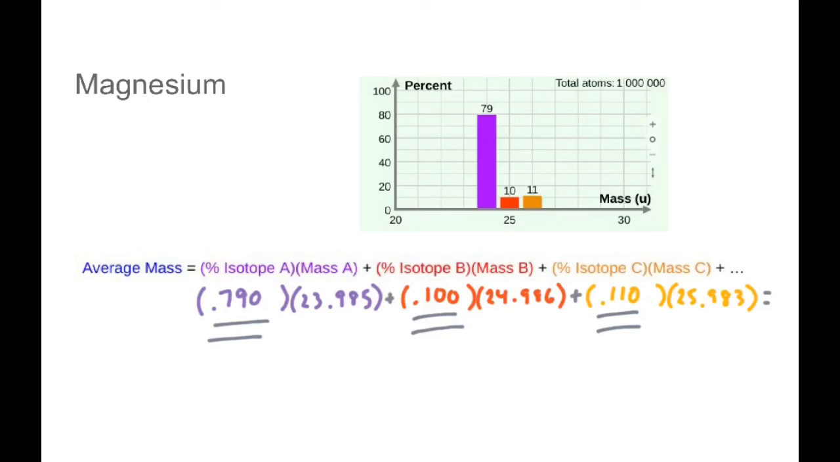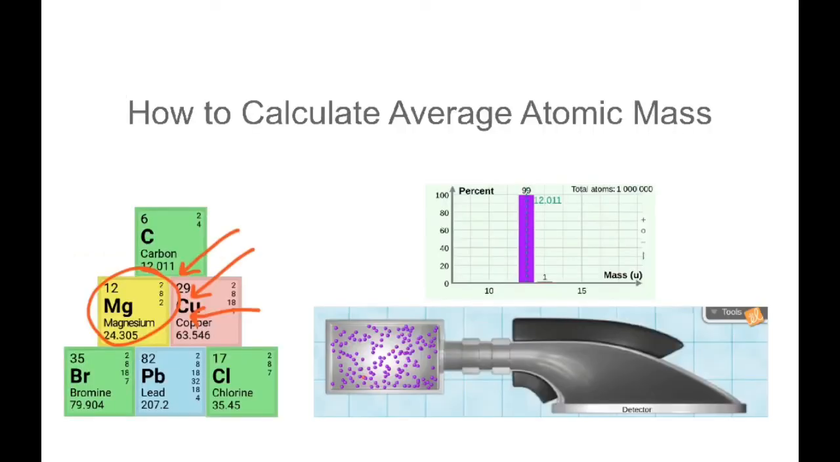When we multiply 0.790 times 23.985 plus 0.100 times 24.986 plus 0.110 times 25.983, we get 24.305. Again, this is a match for what we find on the periodic table. Using this same method, we can find the average atomic mass for all of the elements, just as long as we know the percentage of each isotope and its mass.